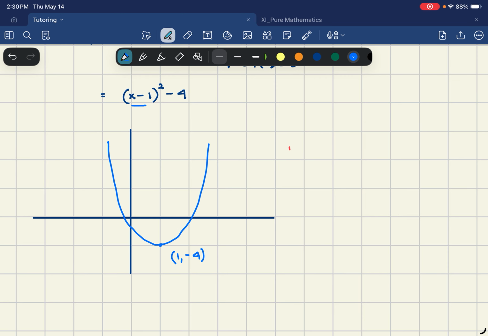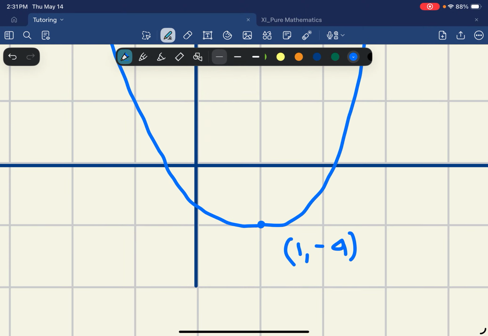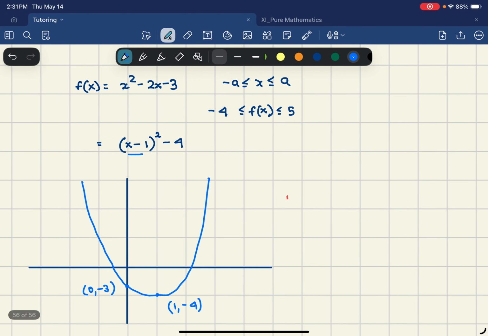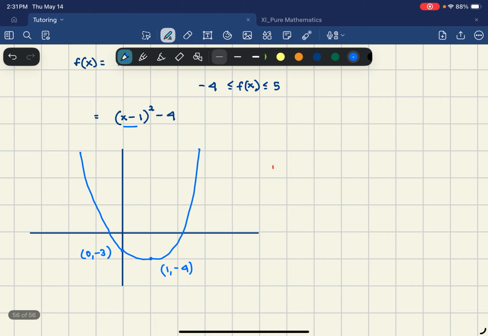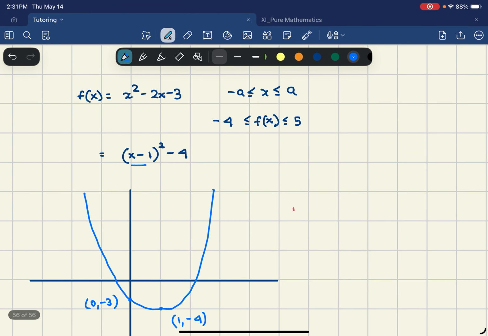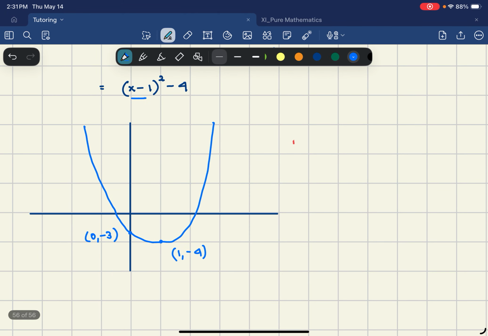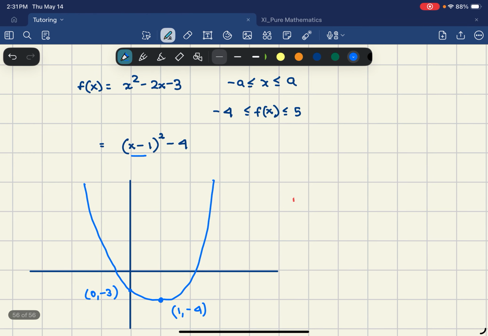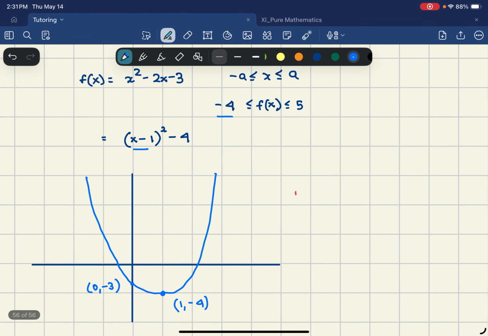If x is 0, then I have negative 3, so this is going to be negative 3. Let me draw it a bit more like this. When x is equal to 0, f of x is equal to negative 3. Now, negative 4 is the lowest part, the minimum point of this graph, so this value occurs at the minimum point.